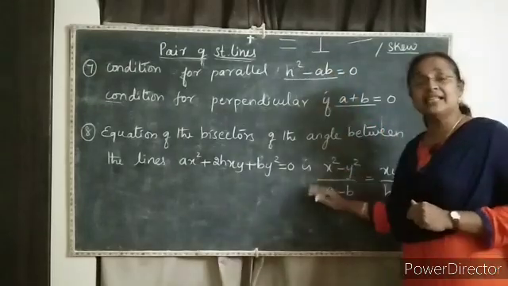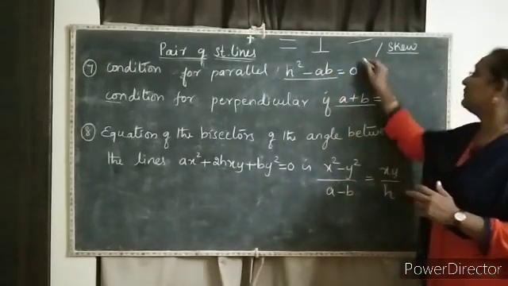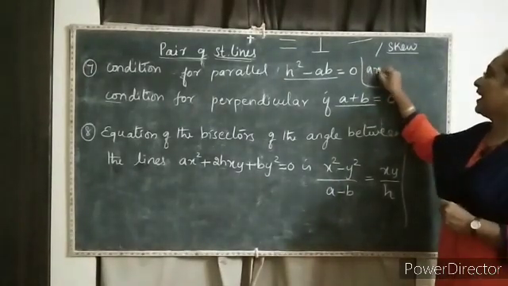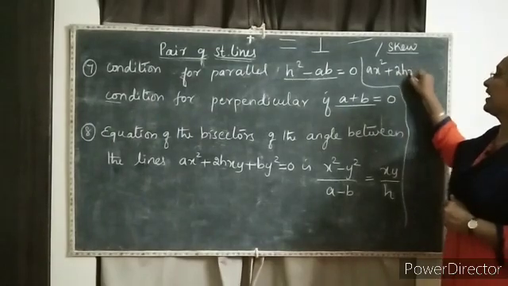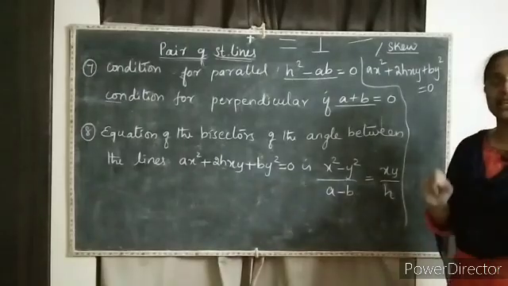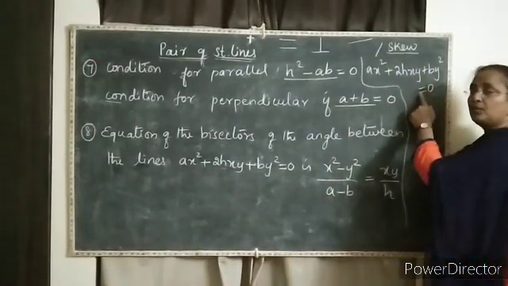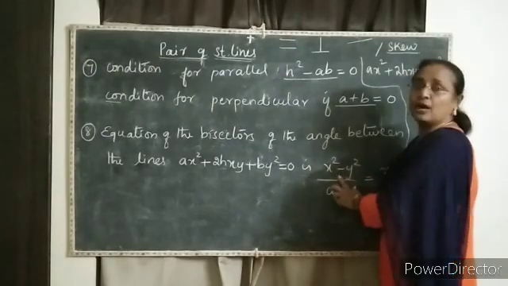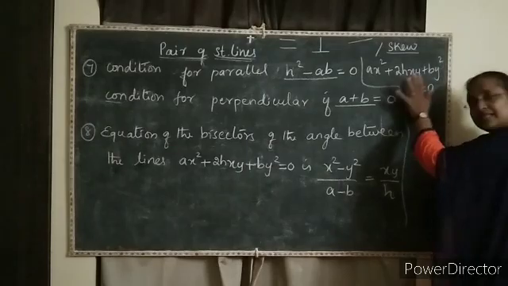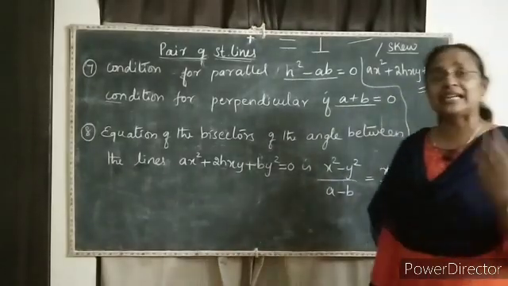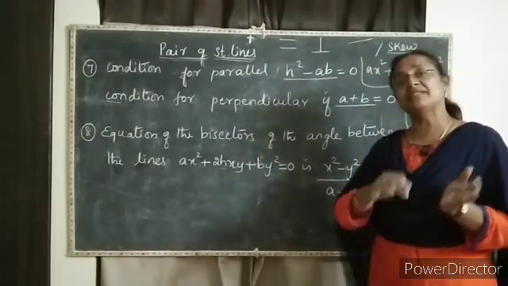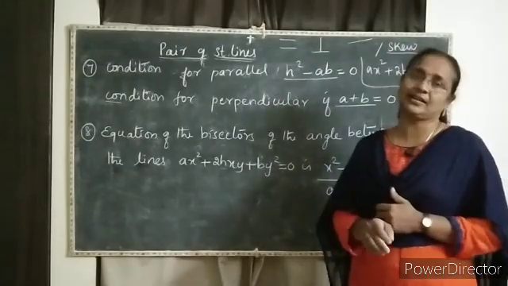Now we are discussing the pair of straight lines only for the homogeneous equation, that is, the equation of the type ax squared plus 2hxy plus by squared equal to 0. If the given equation is of this type alone, the condition goes like this. We were discussing all these 8 points only for this homogeneous equation. We have one more general form of a straight line equation, which is a non-homogeneous equation. For that we have separate parallel and perpendicular conditions.